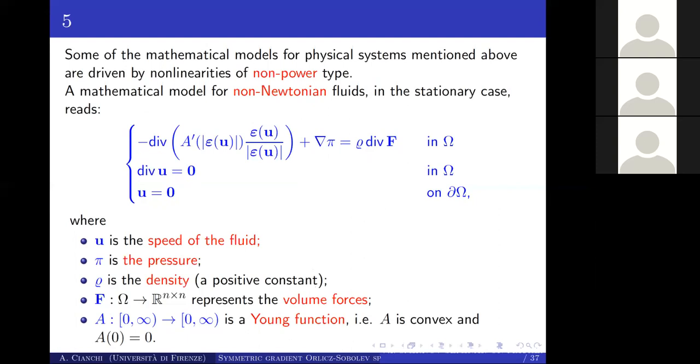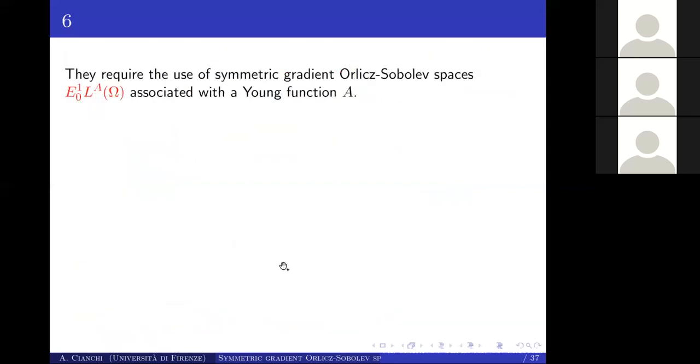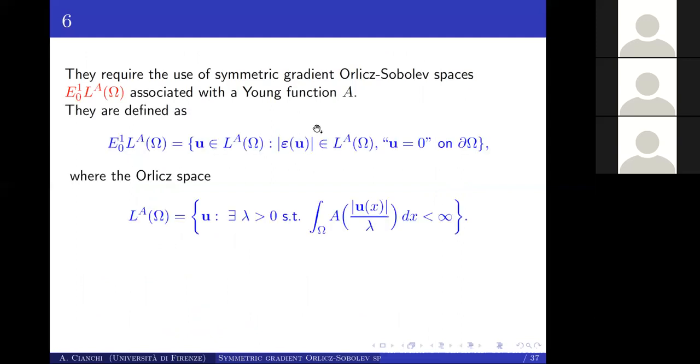So of course, the function t to the p is one instance of Young functions, but here one can have something more general. And the study of this kind of mathematical models requires Sobolev type spaces that are built upon Orlicz spaces instead of Lebesgue spaces of type L^p. This I will denote by E^1 L^A, where A is this Young function, and they are defined in a similar fashion as the symmetric gradient spaces by requiring that u is in the Orlicz space L^A, and that also the symmetric gradient belongs to L^A.